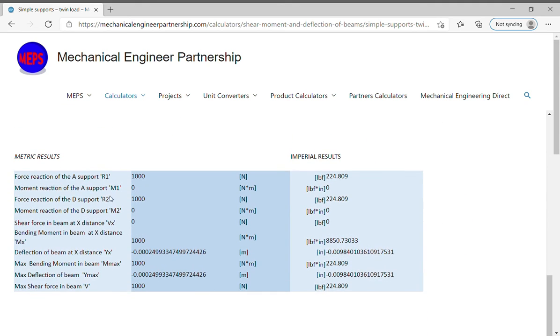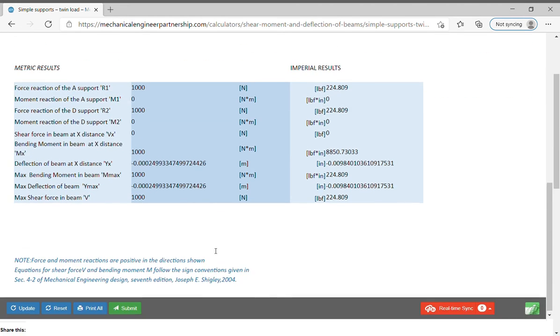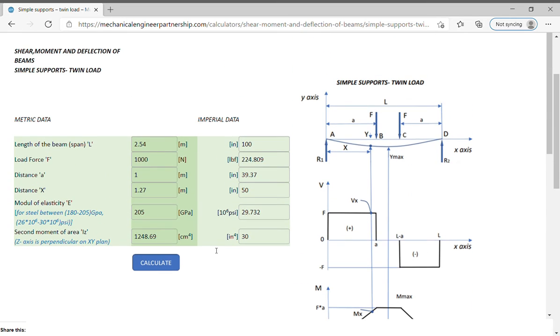The results are: force reaction of the A support R1, moment reaction of the A support M1, force reaction of the D support R2, moment reaction of the D support M2, shear force in beam at x distance Vx, bending moment in beam at x distance Mx, deflection of beam at x distance, maximum bending moment in beam Mmax, maximum deflection of beam, maximum shear force in beam V. Maximum bending moment in beam Mmax and maximum shear force in beam V are used in calculation of normal and shear stresses. See the pages with stress calculators.